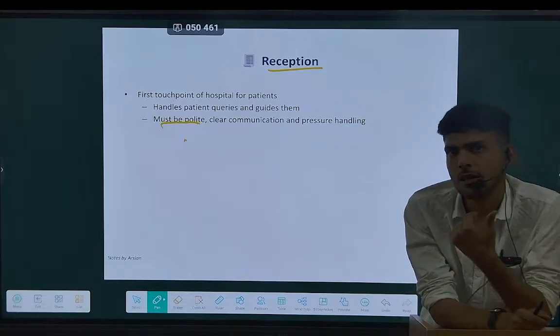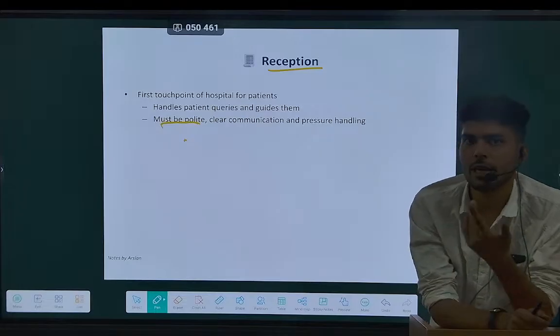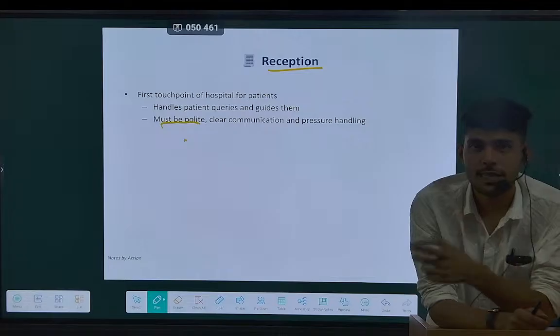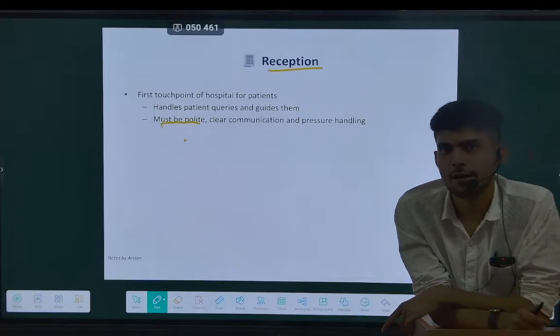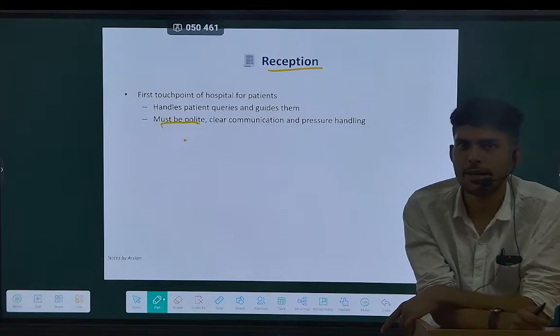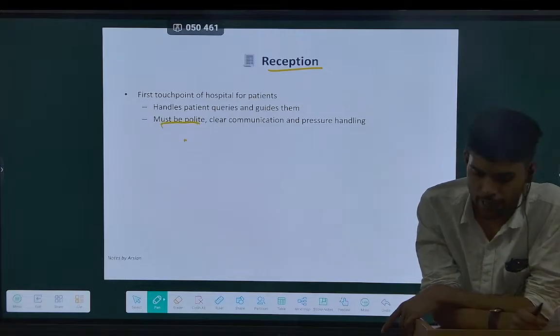What if the person sitting at reception behaves rudely? What will happen then? It's obvious that the patient will have a negative impression of the hospital and he might not come again, or he might not refer someone again.